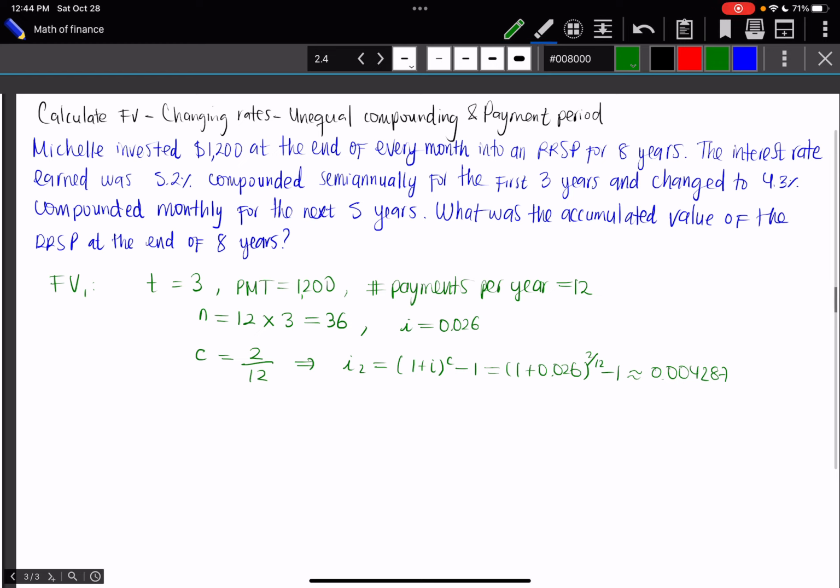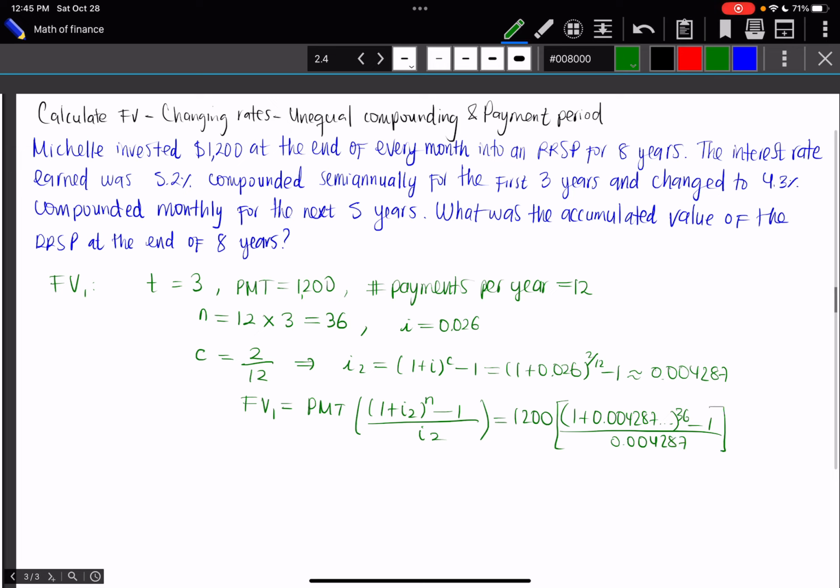Okay. With that equivalent periodic rate, we can then find the future value of the annuity by multiplying PMT by 1 plus that second periodic rate to the N, take away 1, divided by that equivalent periodic rate. So in our case, we're finding the value 1200 multiplied by 1 plus about 0.004287 to the 36, take away 1, and then this gets divided by 0.004287. So we find that, and this value is approximately equal to 46,604.2644, etc.